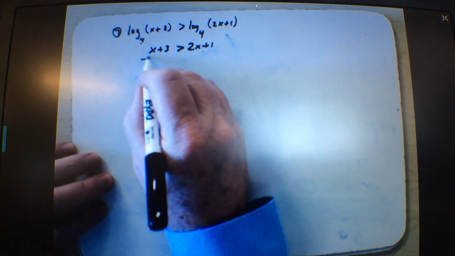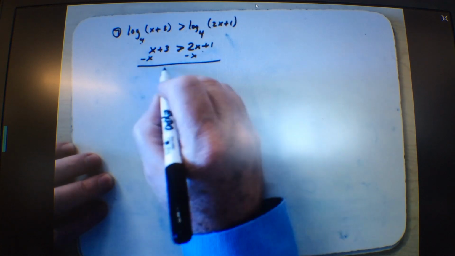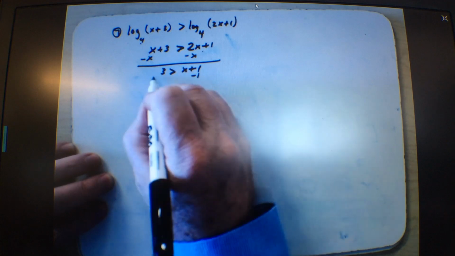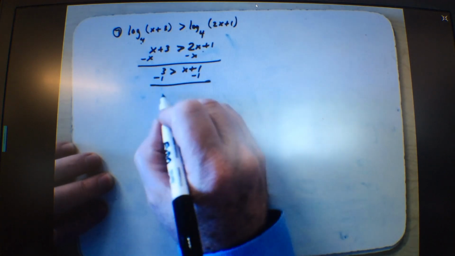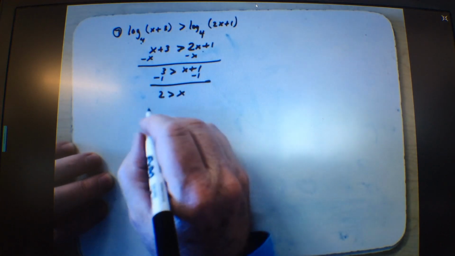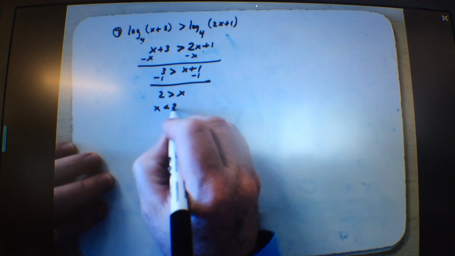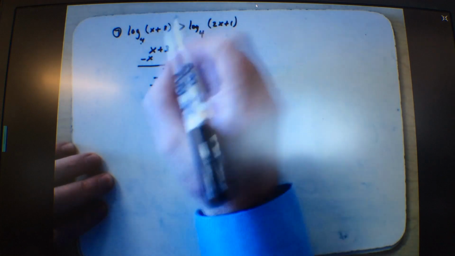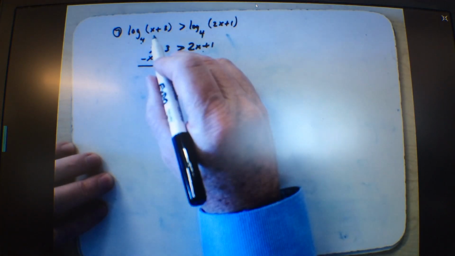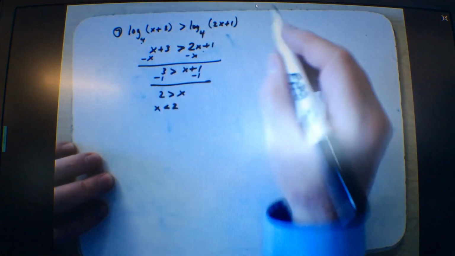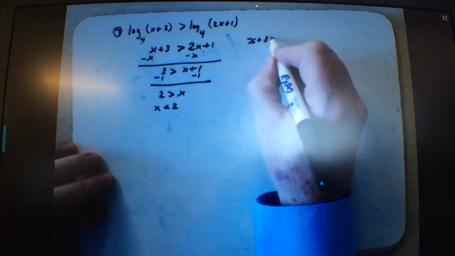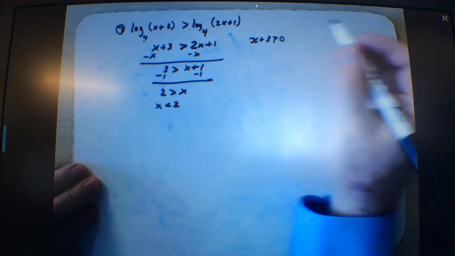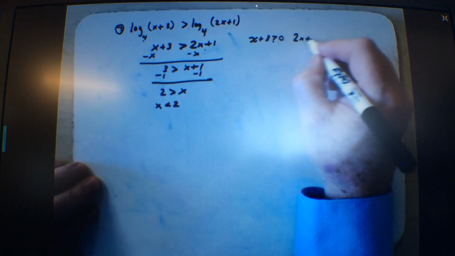So I'm going to subtract x from both sides. And now I'm going to subtract 1. So my answer is x is less than 2, correct? However, can these be negative? They cannot be negative. That means that x plus 3 must be greater than 0, and 2x plus 1 has to be greater than 0.